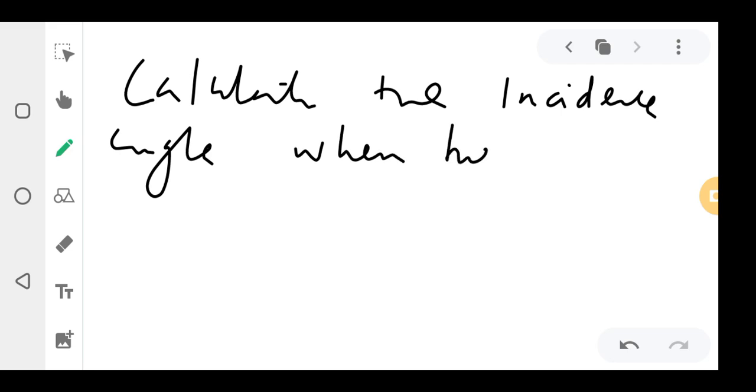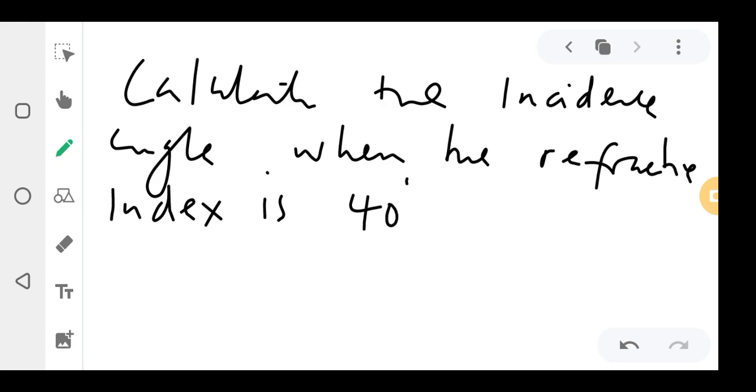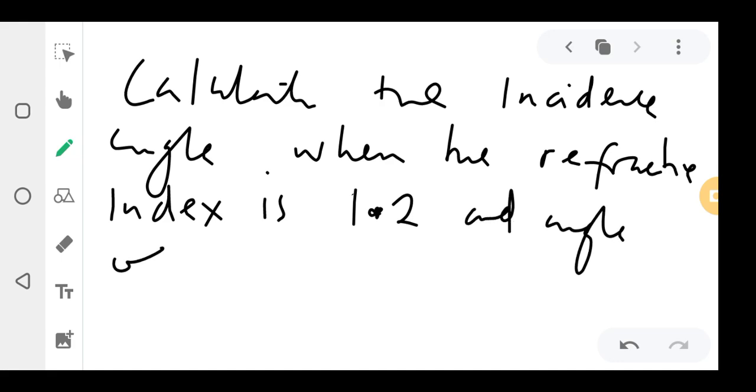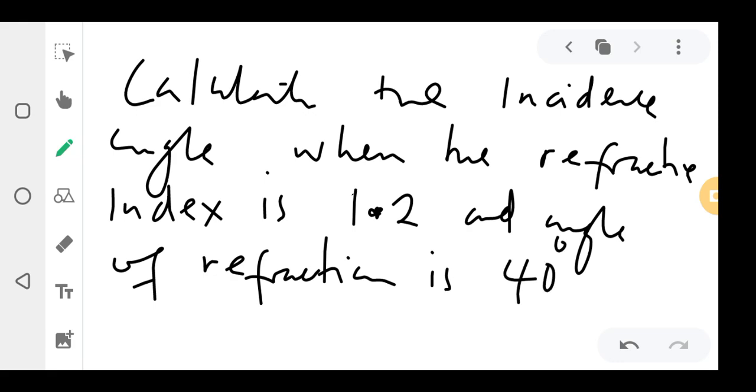when the refractive index is 1.2, and the angle of reflection is 40 degrees. They can write a question like this. So you need to know how to, because they don't always bring it in a diagram. Sometimes they can bring it in a sentence form, where they say calculate the incidence angle when the refractive index is 1.2 and the angle of reflection is 40 degrees.